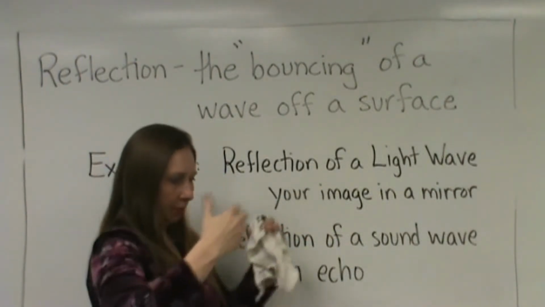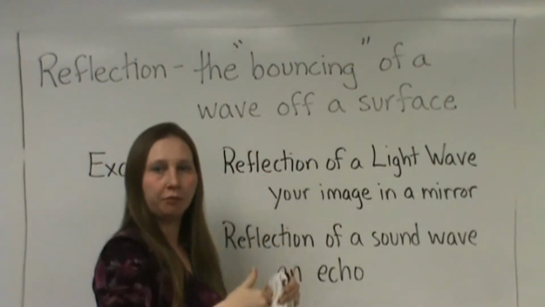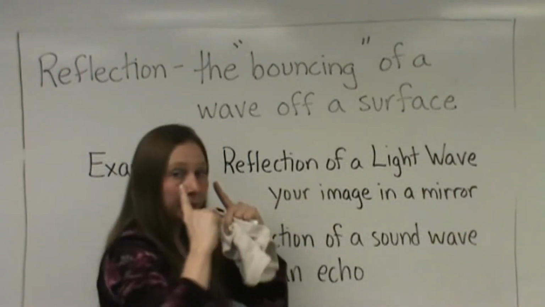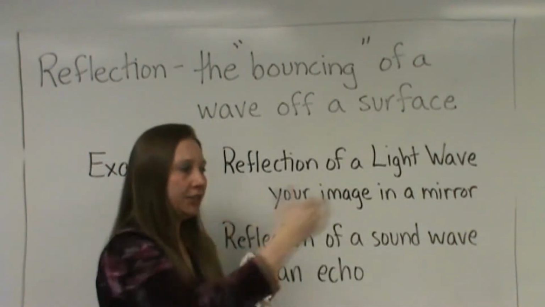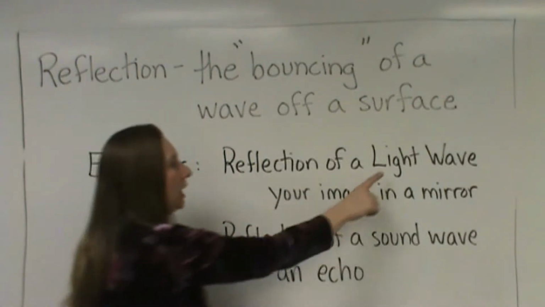The light waves that are coming off of me, in other words, reflecting off of me from the sun, then reflect off the mirror and come back to my eyes, and I see the reflection. That's the reflection of a light wave.